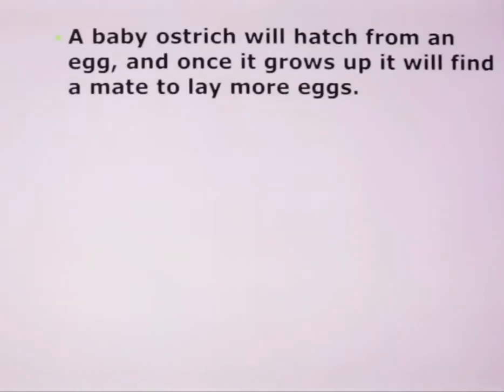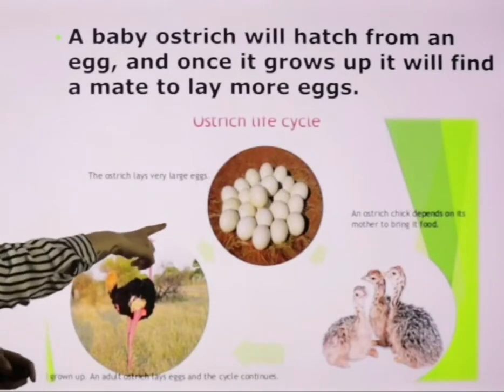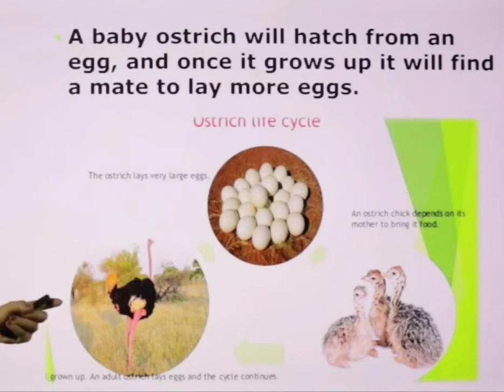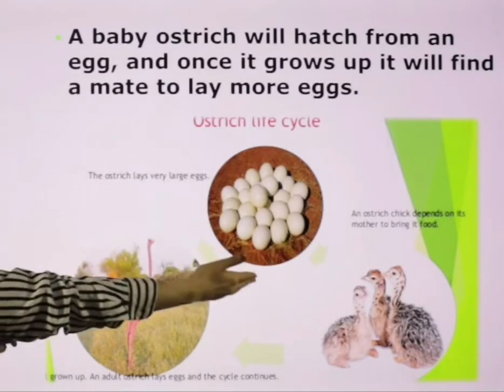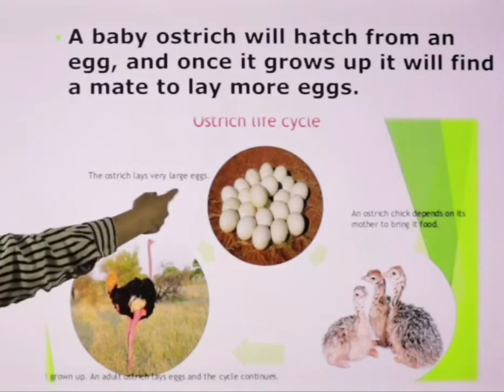A baby ostrich will hatch from an egg. So this is the baby ostrich. It hatches from an egg. And once it grows up, it will find a mate to lay more eggs. So this is the egg, this is the baby ostrich, and then this is an adult ostrich. This female ostrich will find a male ostrich to make new babies like these.